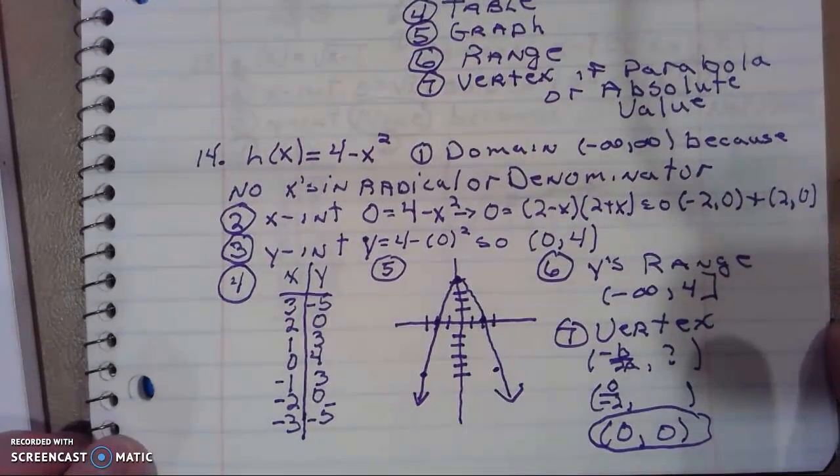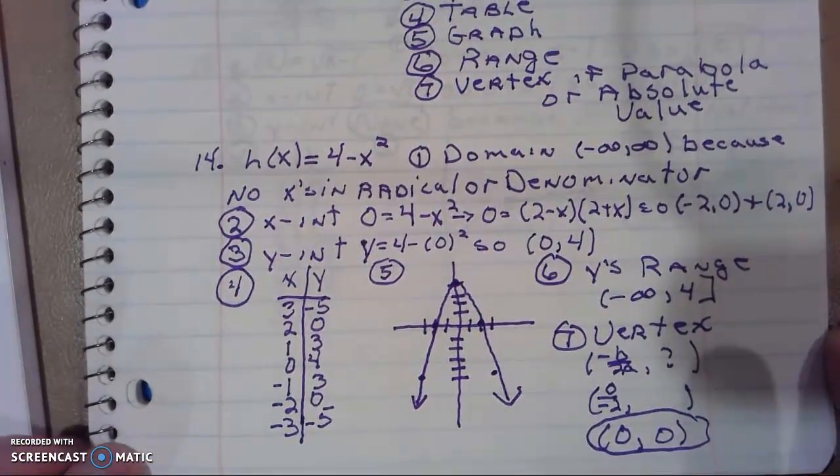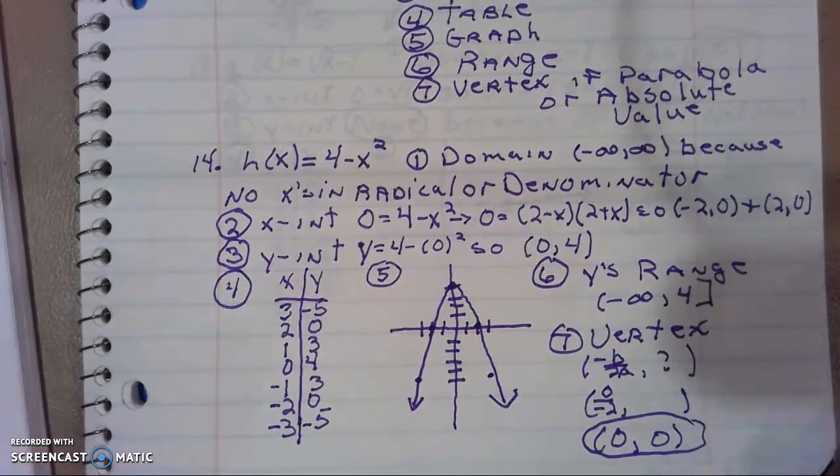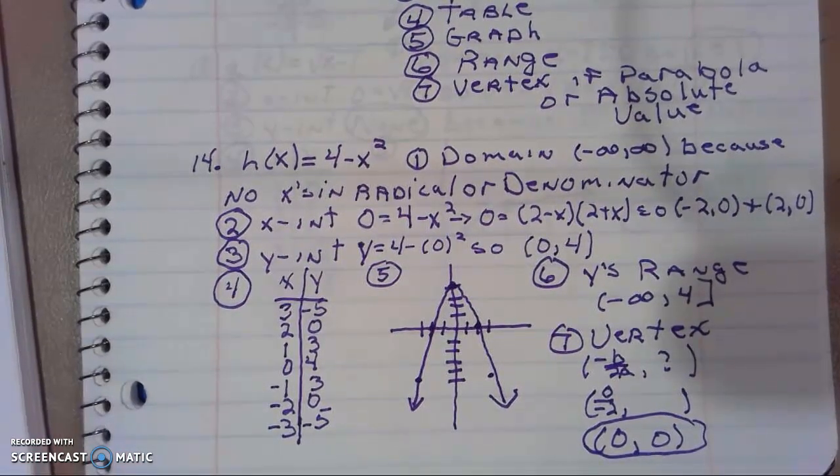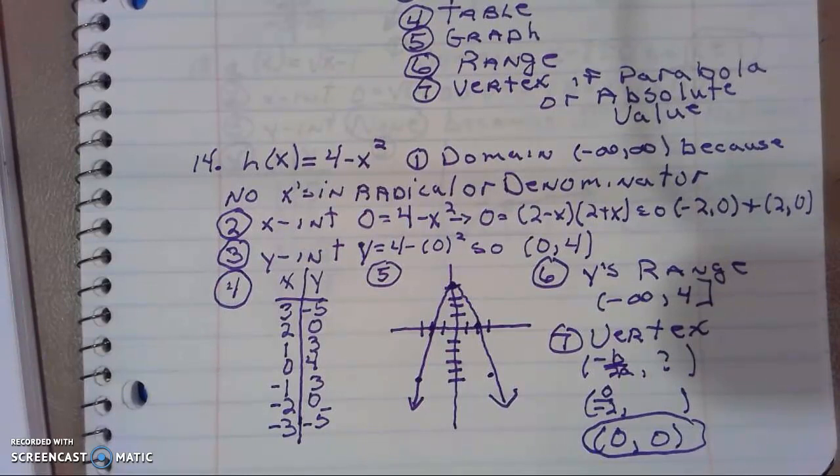Number 14, h of x equals 4 minus x squared. The domain is all real numbers, negative infinity to infinity, because there's no x in a radical or in the denominator. The x-intercept, you set 0 equal to 4 minus x squared, and then you factor, 2 minus x, 2 plus x. And so my two numbers are negative 2, 0, and 2, 0 for my x-intercept. Y-intercept, you always put 0 in for x, so it gives us 0, 4.